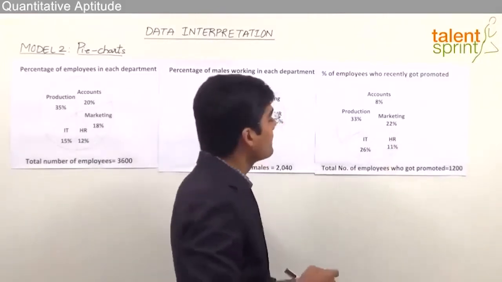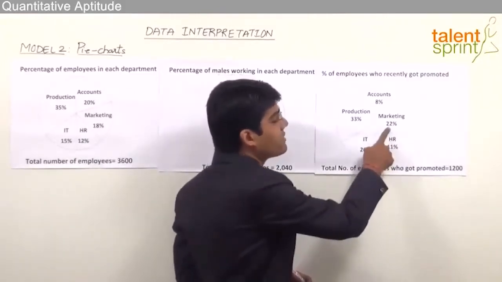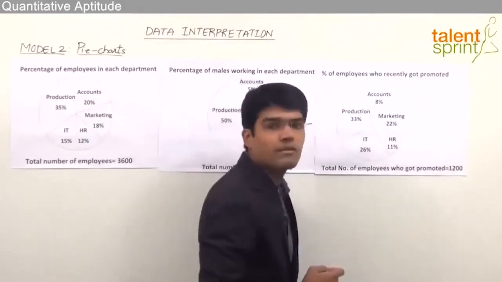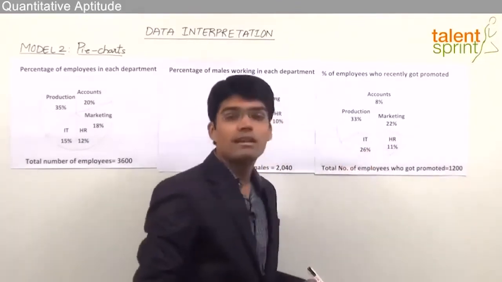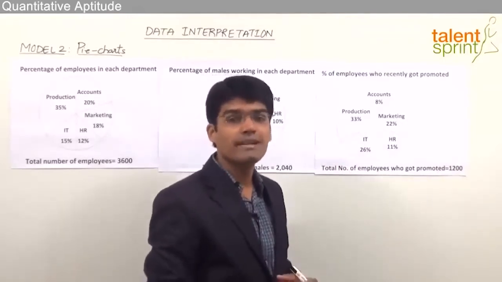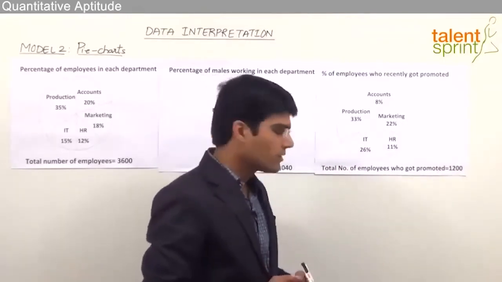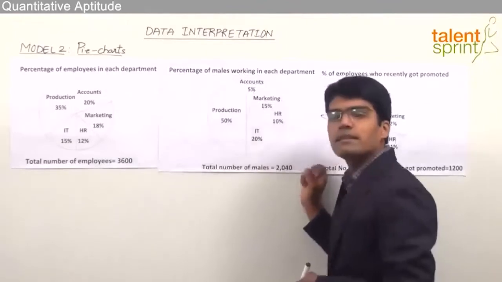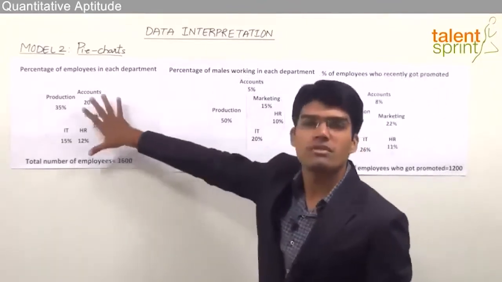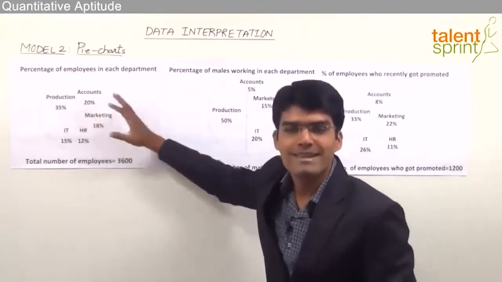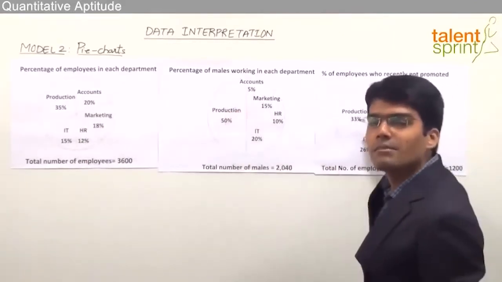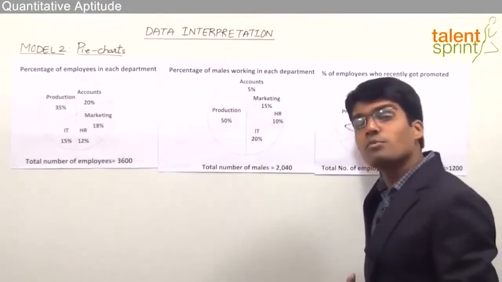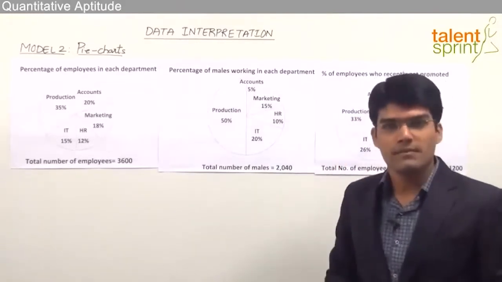So we can say that the number of employees who got promoted will be 22% of 1200 for the marketing department. So from the third pie chart, we can find out the number of employees who got promoted in each of the departments. So this is the data given among these 3 pie charts. The first pie chart shows number of employees in each of the departments. Second pie chart shows number of males in each of the departments. And third pie chart shows number of employees who got promoted from each of the departments.